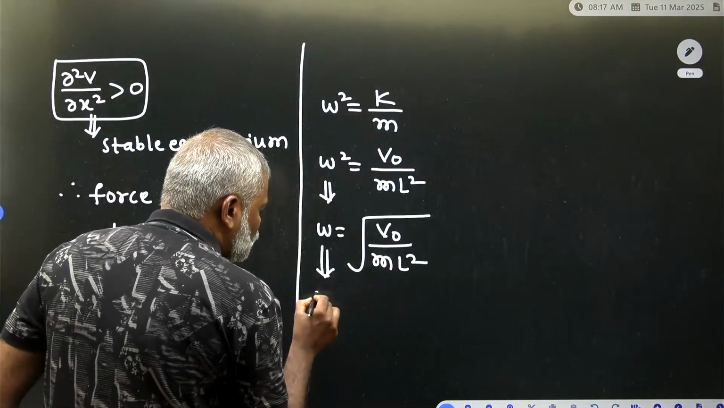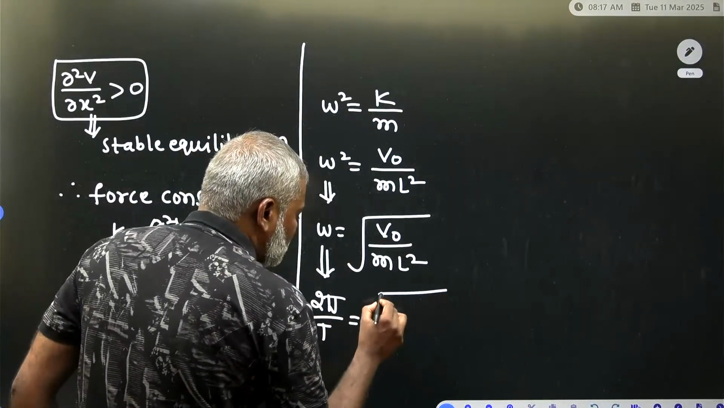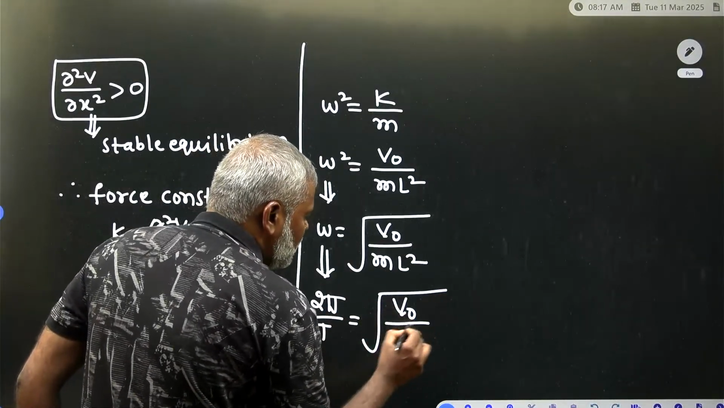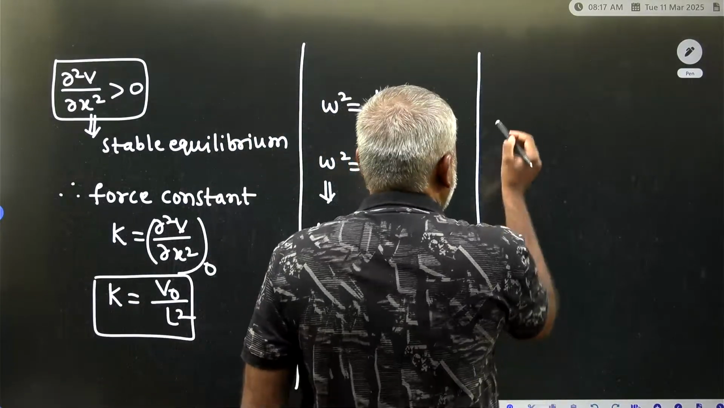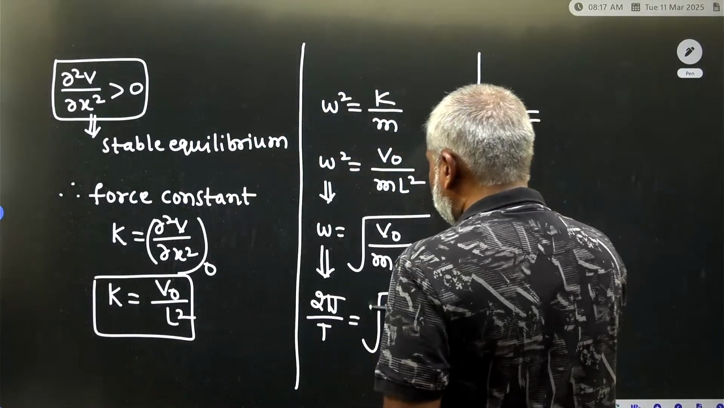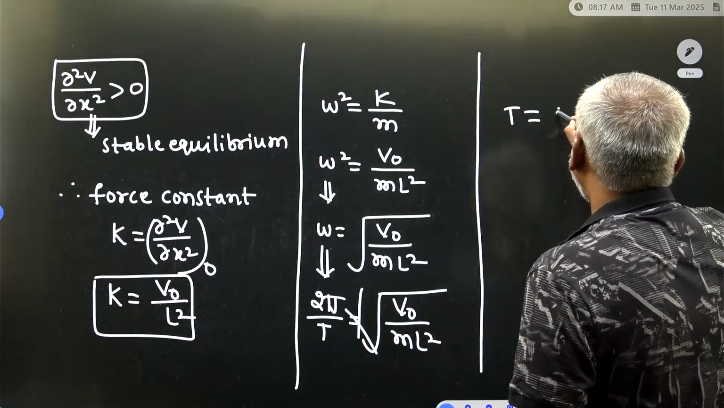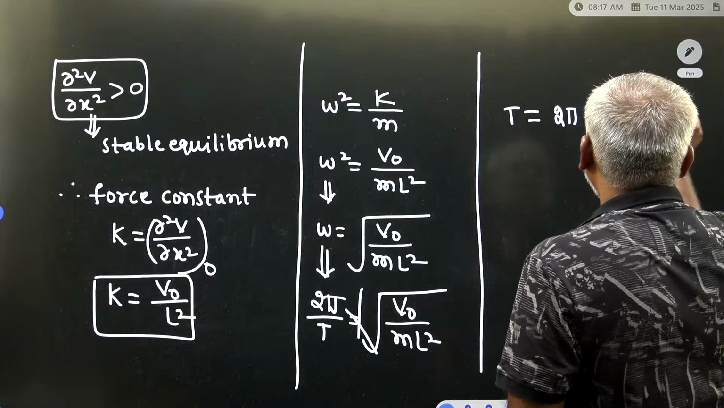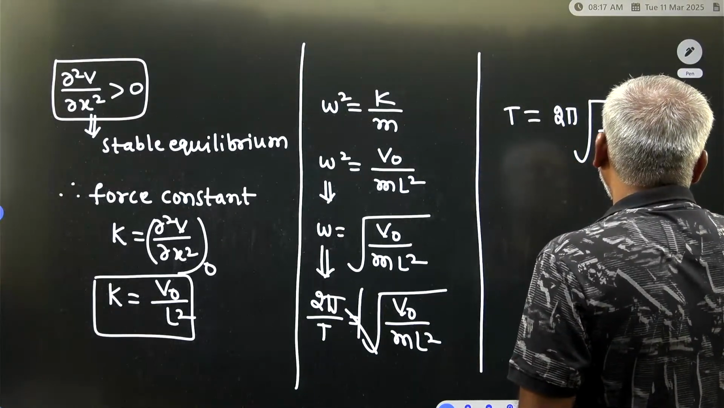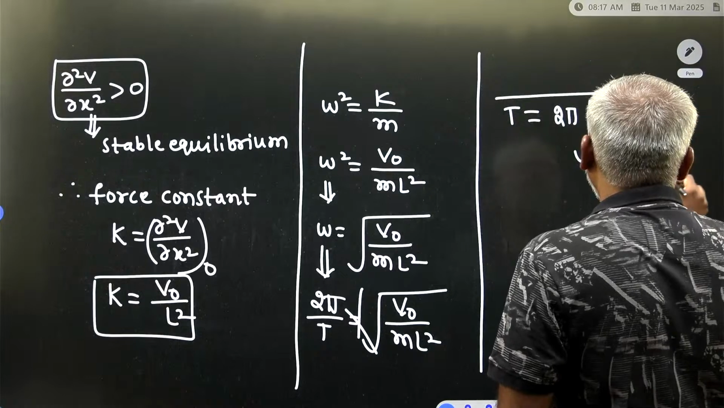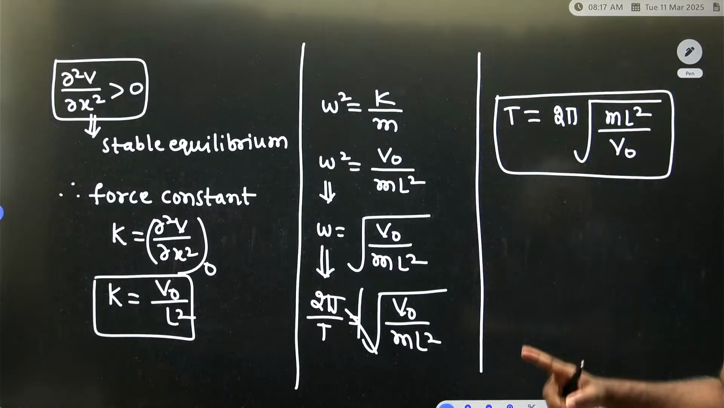Omega is equal to 2 pi by T. So therefore 2 pi by T is equal to square root of V naught divided by ML square. Therefore T is equal to, you have to cross multiply this, you will get the value. So T is equal to 2 pi into square root of ML square divided by V naught. This is the time period at equilibrium point x is equal to 0.